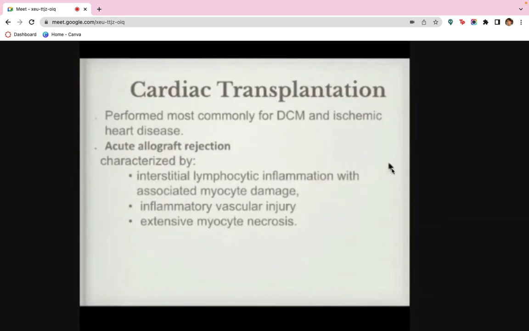A major current long-term limitation of cardiac transplantation is graft vascular disease, which leads to progressive diffuse intimal proliferation of the coronary arteries, causing downstream myocardial ischemia. We also have acute allograft rejection, characterized by interstitial lymphocytic inflammation with associated myocyte damage. We can also have an inflammatory vascular injury, and there's extensive myocyte necrosis. So during cardiac transplantation, there's also the possibility na magkaroon pa rin tayo ng acute allograft rejection. Kasi hindi naman siya normal na sa'yo yan, pwede pa rin i-reject yan ng ating katawan. Pwede niyang sabihin na foreign body material ang inilagay doon sa area.